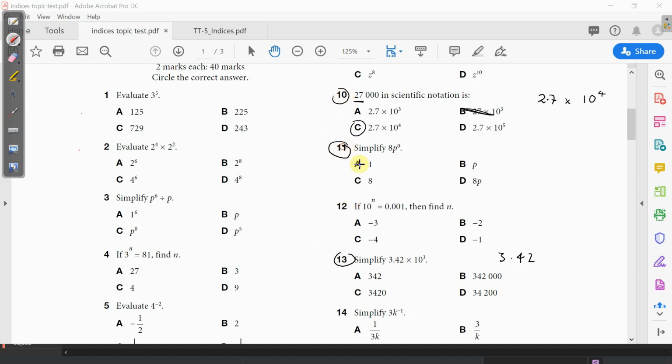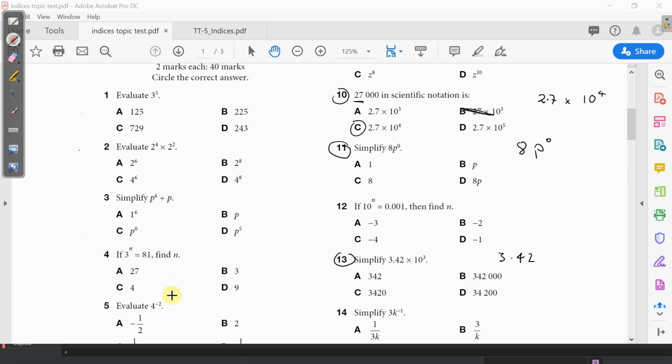Question 11. 8p to the 0. Okay, so when we're dealing with indices, powers, the power only applies to whatever's on its left. So this business here, the 0 only applies to the p, not the 8 as well, unless that was there. But it's not, so we've got to go with 8 times p to the 0. So that equals 1. So it's 8 times p to the 0. And there's only one of them that's right.